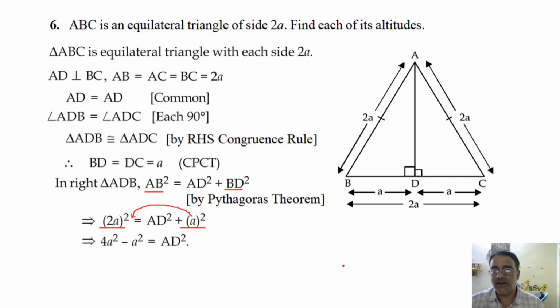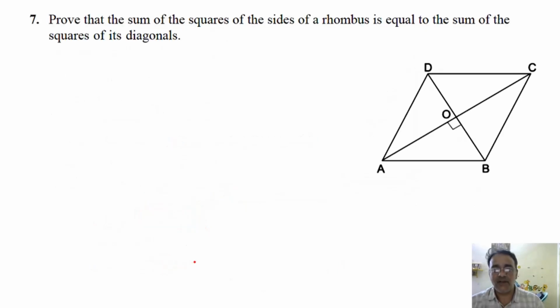So AD square will be 3A square, and its square root will be √3A. Any doubt? No, sir. Okay. Now 7th question. This is also a very good question.